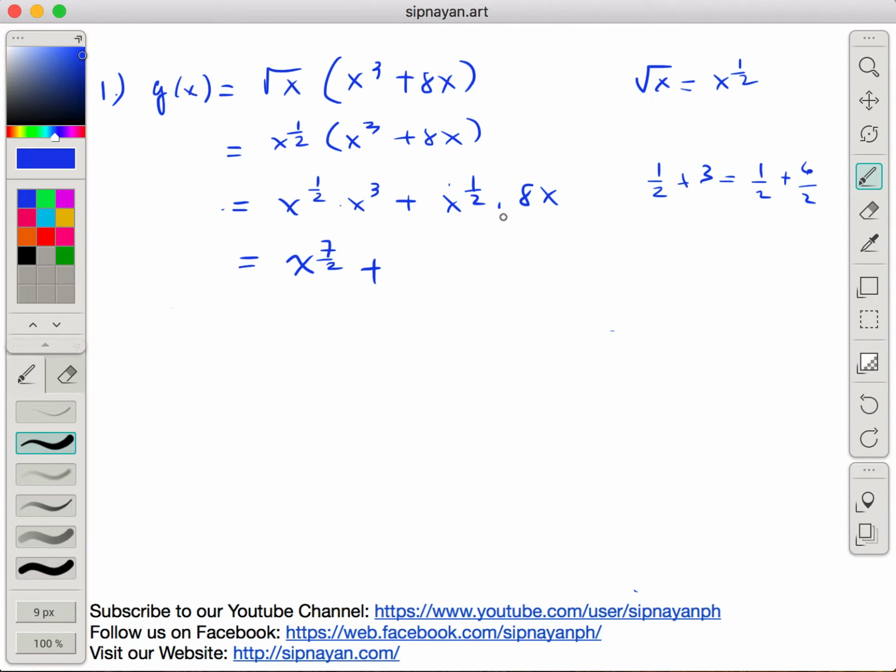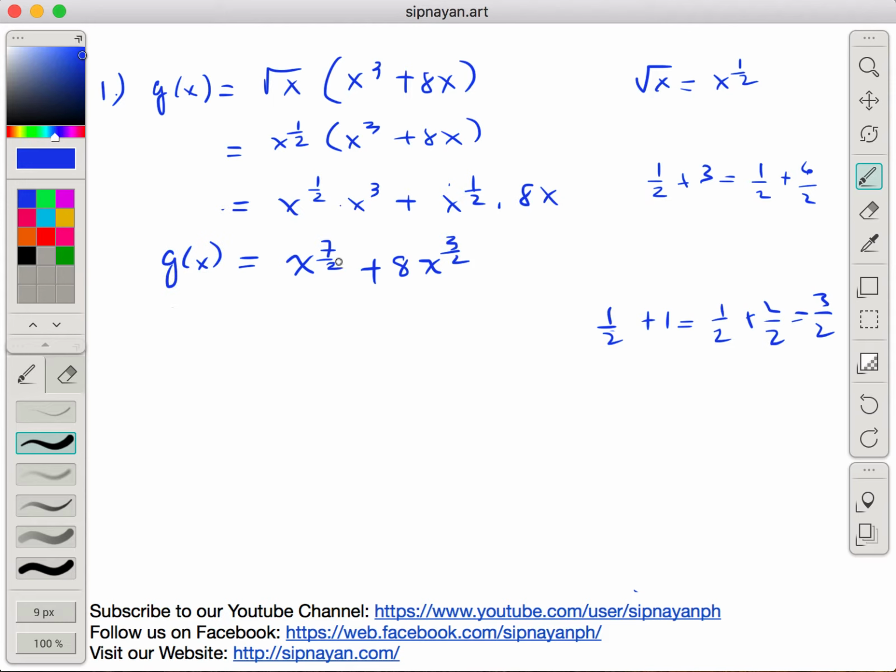Plus, meron tayong 8, no? Anong x to the 1/2 times x? Ano ang power ng x dito? Di ba 1? 1/2 plus 1 is 1/2 plus 2 halves, which is equal to 3 halves. So, 8x to the 3 halves. Okay? This is our g of x.